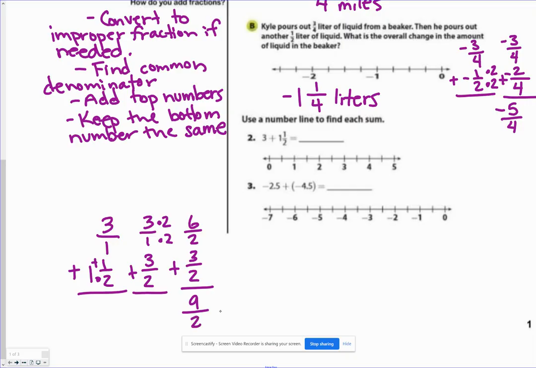Keep your common denominator. Let's rewrite that as a mixed number. We don't like finishing our answers with improper fractions unless told to. How many times does 2 fit into 9? 2, 4, 6, 8. That's 4 over 2 here. And how many remain? Well, we said 8, so we'll subtract 8 from 9. 1 remains. So our answer is 4 1/2.